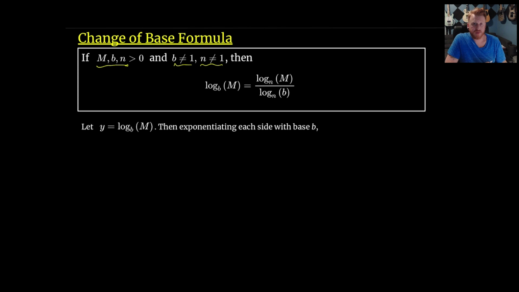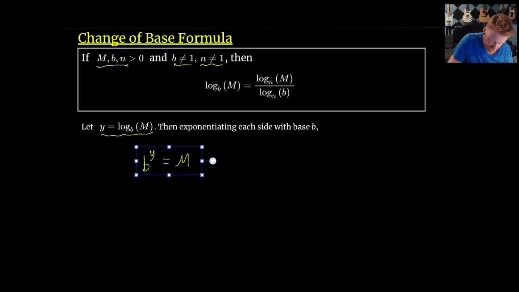So let's prove it real quick, and then we can do that example and be on our way. So here we're kind of doing what we did before with the product rule that we saw for logarithms. We'll let y be equal to log base b of m. Then exponentiating each side with base b, or just putting this in its other form, this says b to the y equals m. So a couple different ways to think about how we got there. Maybe I'll move this over. I'm not sure how much space I'll want.